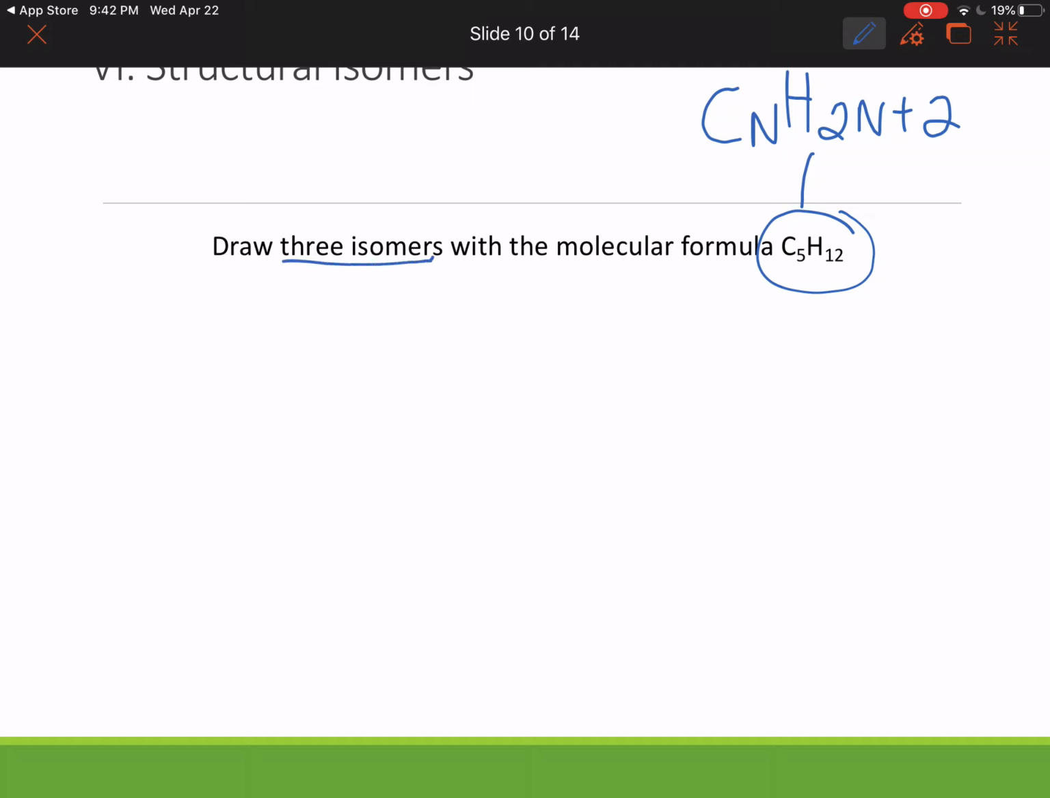So if I'm going to draw 3 isomers, I'm going to draw my most simplistic one first. C, C, C, so 5 C's in a row. And I'm going to put hydrogens all around.